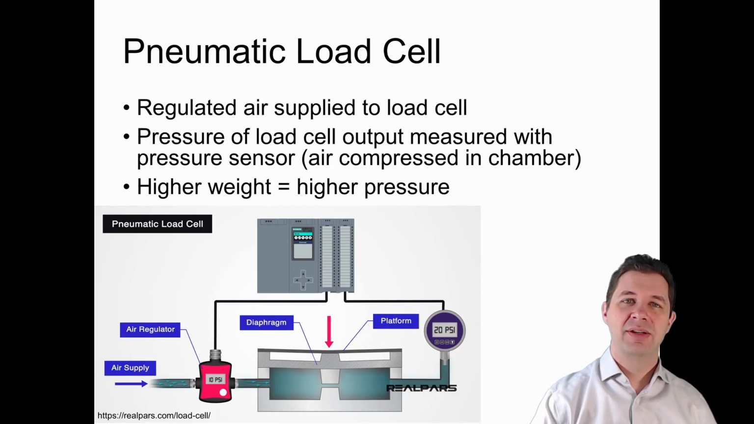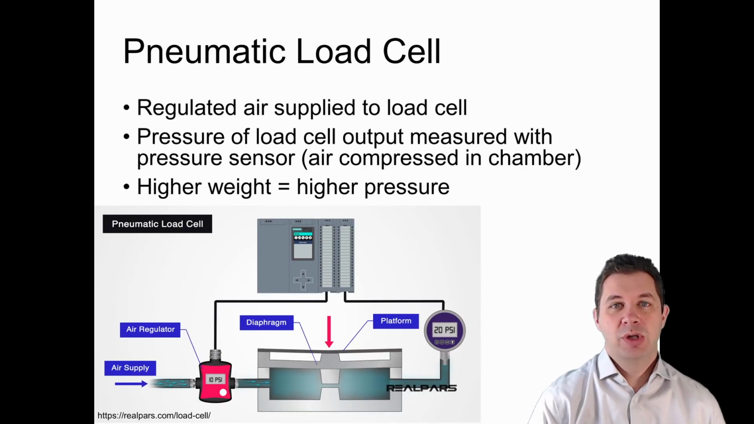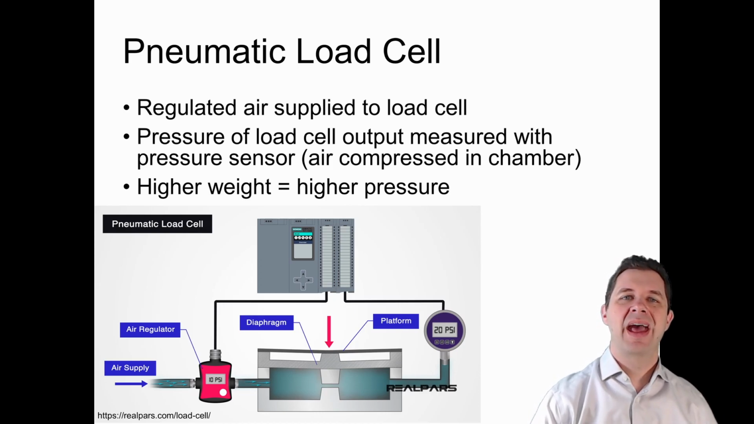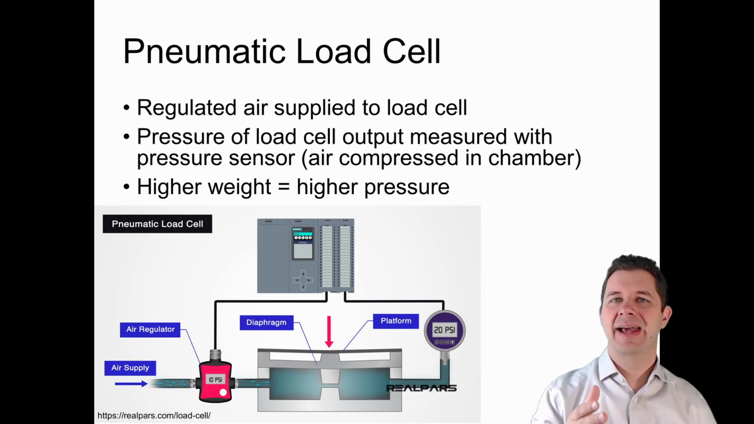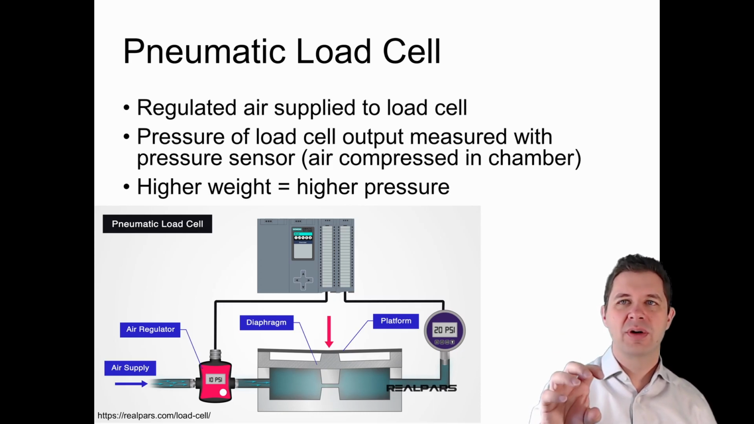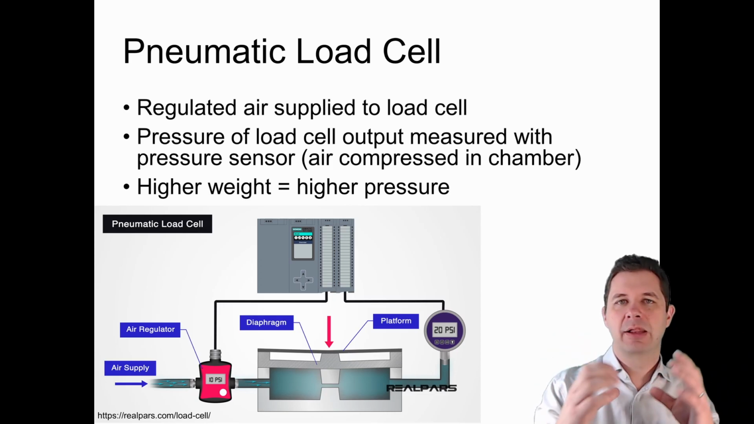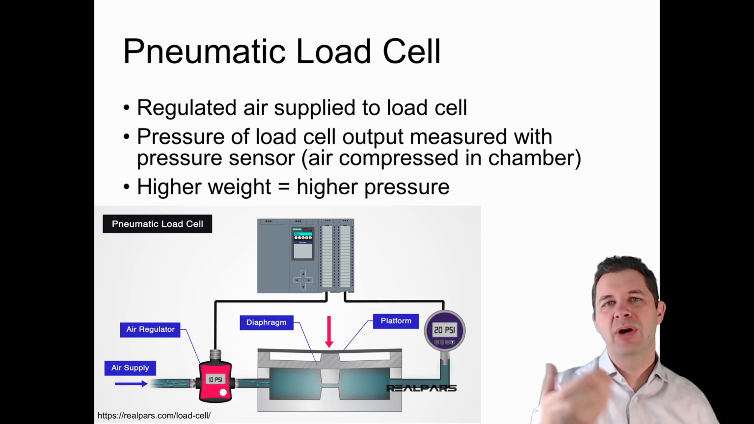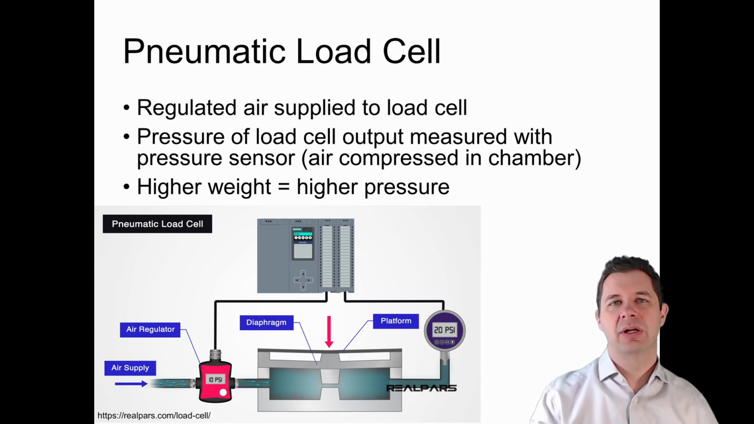Now, our pneumatic load cell. Hydraulic uses liquid, pneumatic uses air, and our pneumatic load cell works in a similar sort of way. So we have compressed air coming in, that's regulated down to a particular pressure, for example, 10 psi. We apply our force to that load cell unit, and then we measure the pressure coming out of this unit. And in this case, it might be 20 psi.